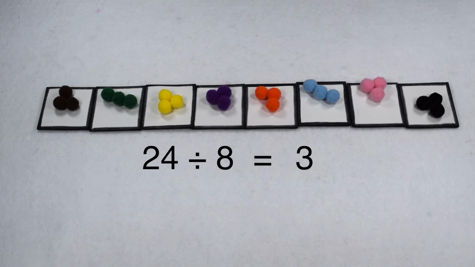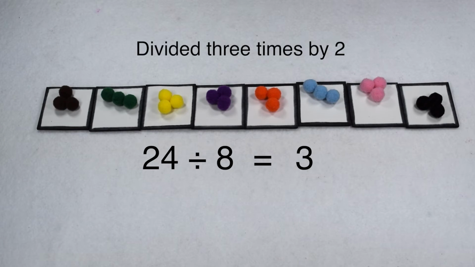Now there's a way we could have checked to see if 24 was going to be divisible by 8 before we could divide it. If numbers are divisible by 8, our dividend can be divided 3 times by the number 2 and still result in a whole number. Well, let's test that out.